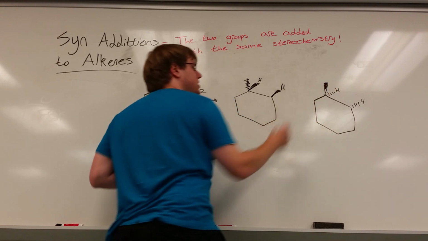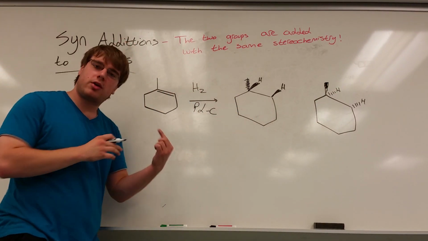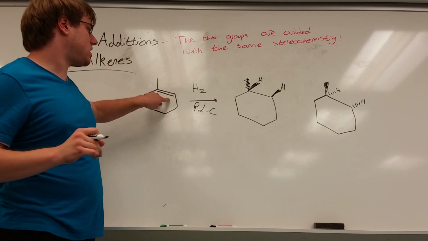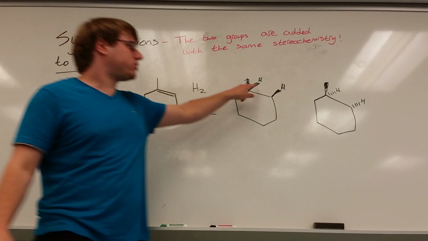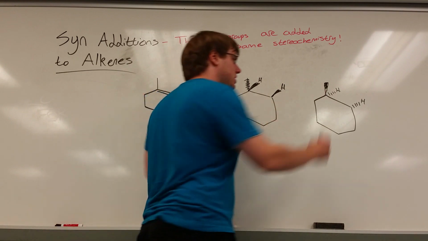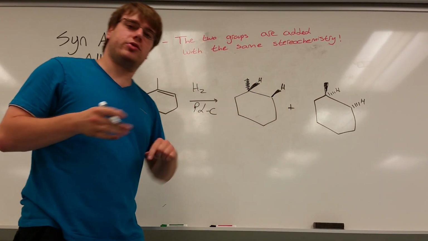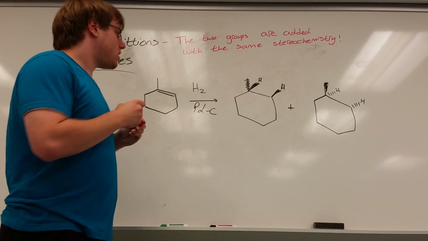In the case of H2/Pd-C, that's all there is to it. You don't have to worry about any mechanisms. This is one mechanism you'll never be responsible for. Just know that each end gets a hydrogen added, and those hydrogens will come in with the same stereochemistry, effectively giving you two enantiomers, assuming the molecules are chiral and can be enantiomers of each other.